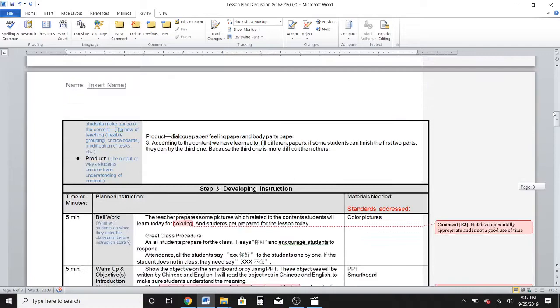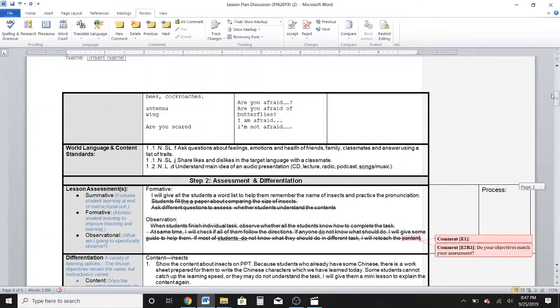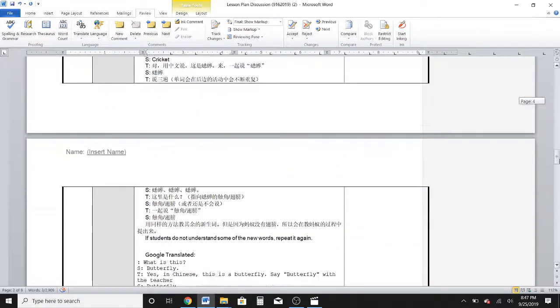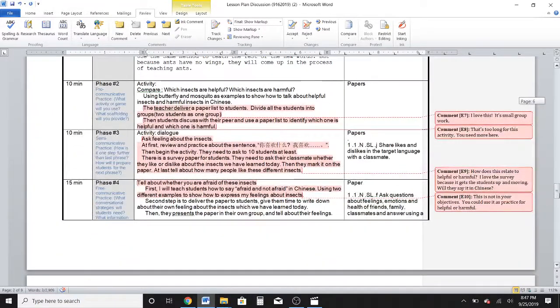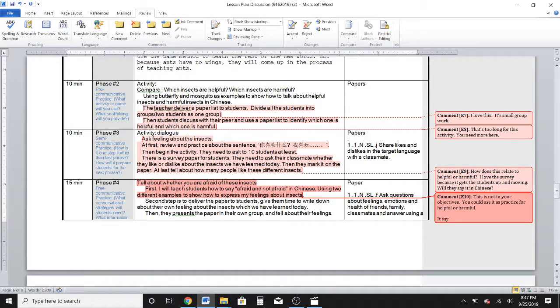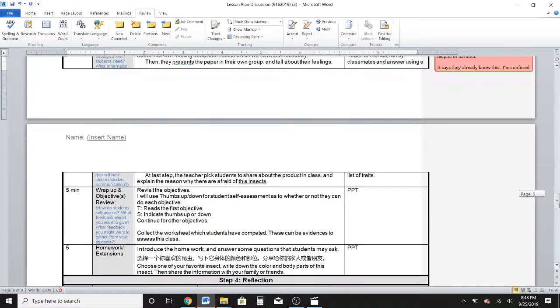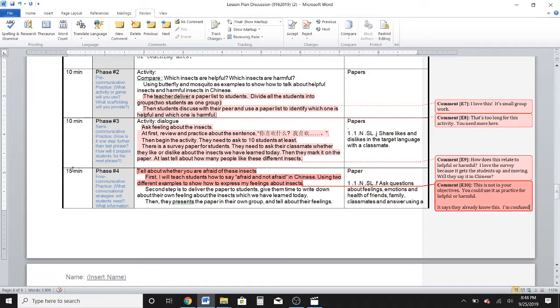Because I noticed they were talking about, are you scared? Is some of the vocabulary they're using, right? But we're not actually asking them if they're scared or not. It says they already know it. It says they already know this. I'm confused. Okay. So I'm scrolling. Okay. Also, check the time. That's 15 minutes. That's too long.